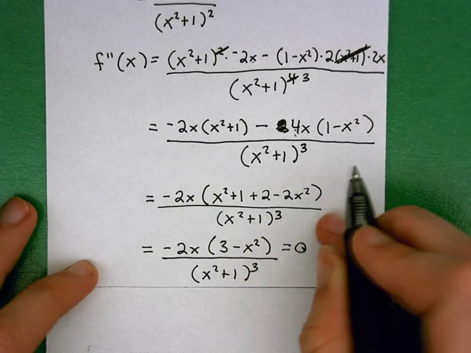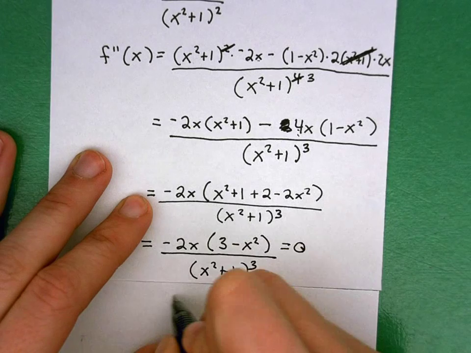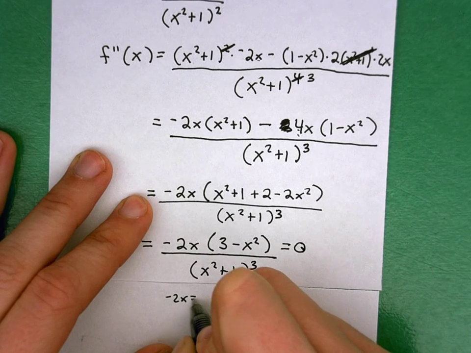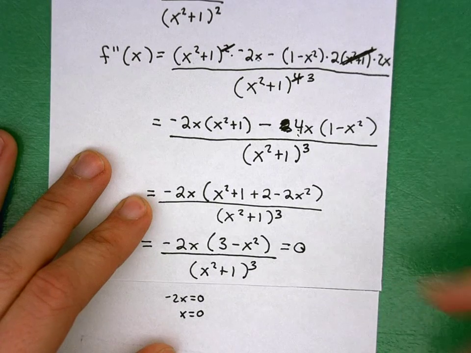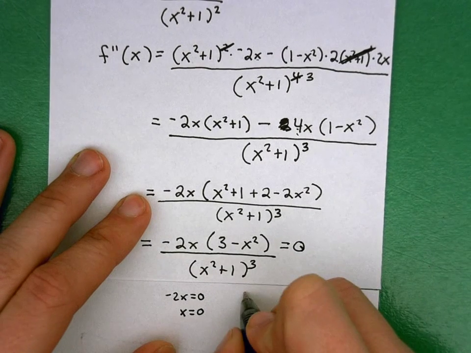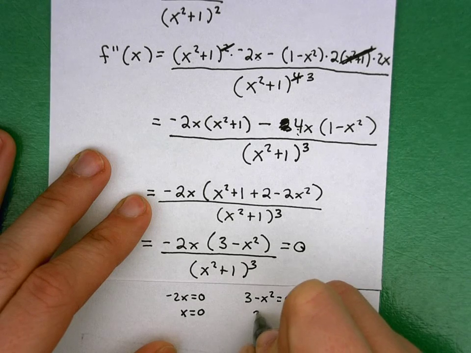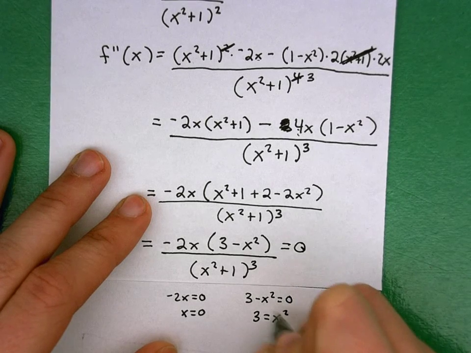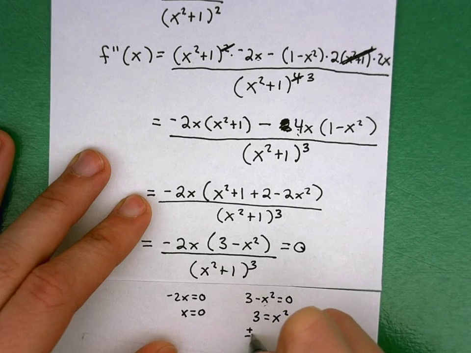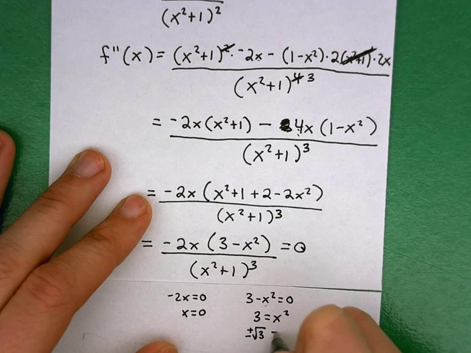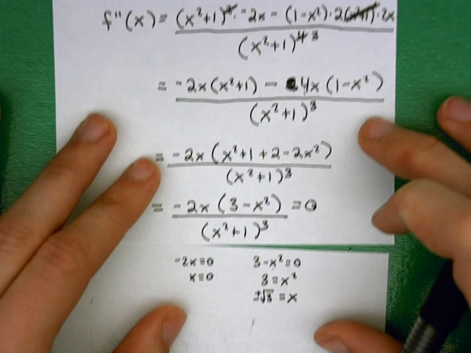But we've simplified all the way here. Okay, and so we're going to go ahead and set this up. I have a couple of zeros. The first one comes from the negative 2x. Negative 2x will equal 0 at x equals 0. And the 3 minus x squared will equal 0 when the 3 is equal to the x squared. I'm going to add this x squared over to the other side, which would be at plus or minus root 3. So all 3 of those numbers are going to be going onto my number line.